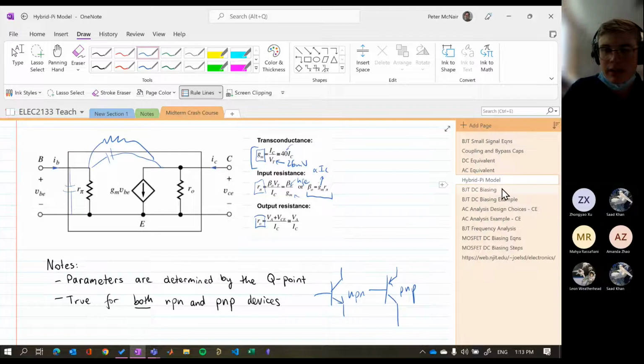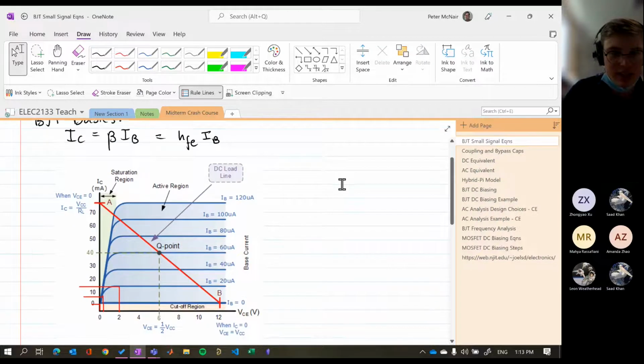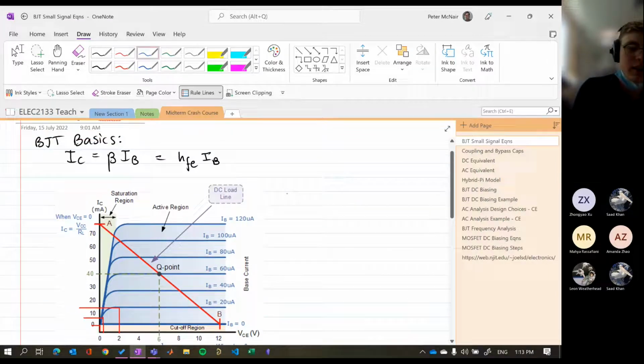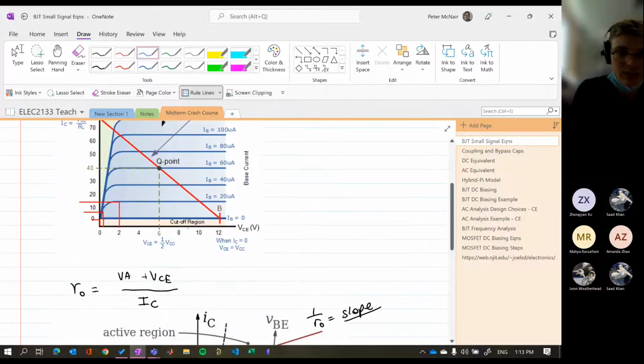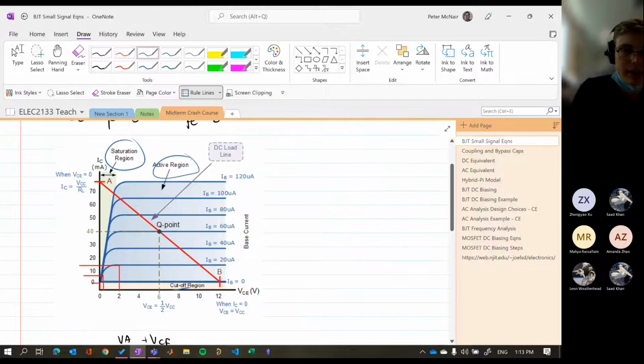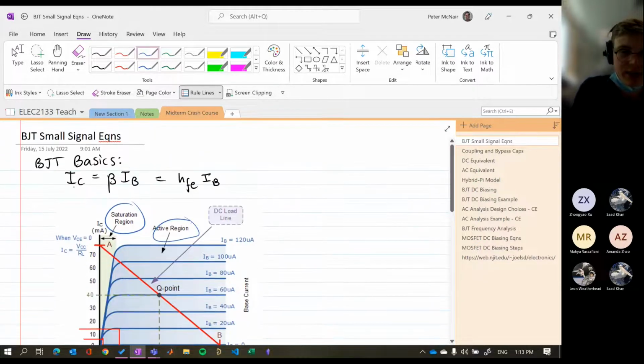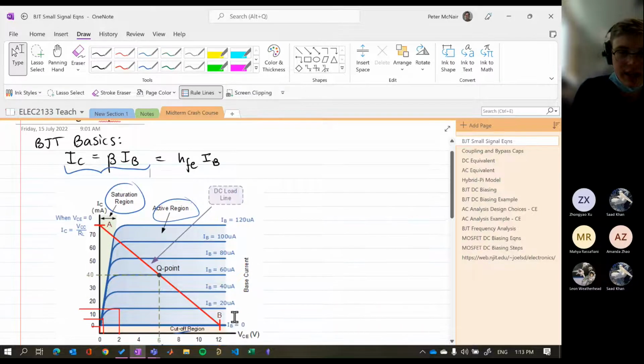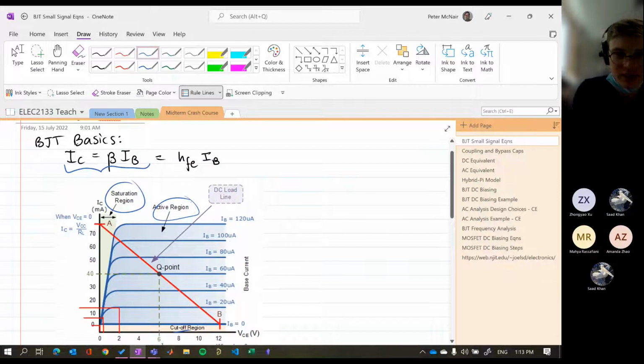BJT. So there are a few important things that we need to know how to use. So this is our BJT basics. We have three different regions. One of them's saturation, one of them's active or forward active, and then one of them's cutoff. In our active region, we have the equation IC equals beta IB. This is essentially where IC only depends on IB and is not a function of VCE at all.